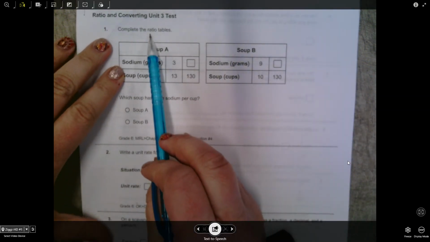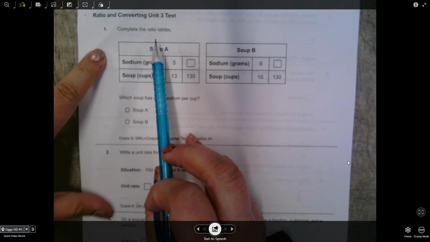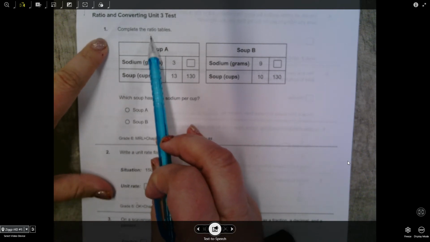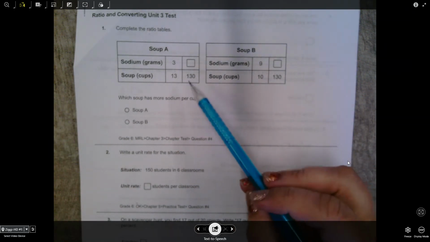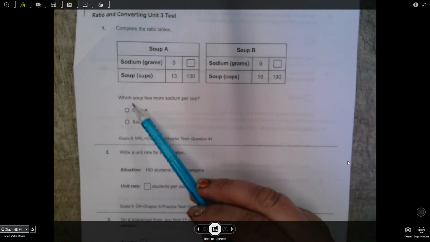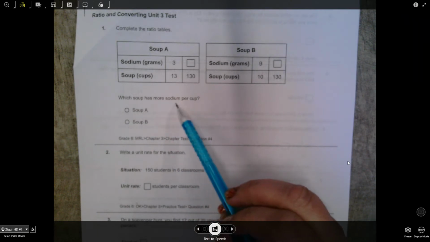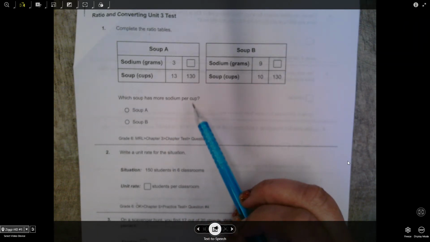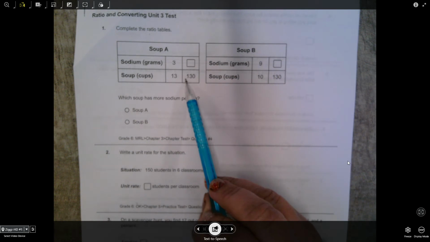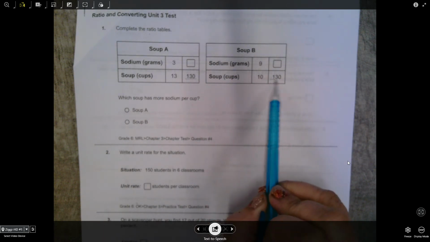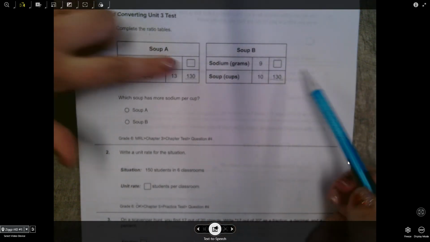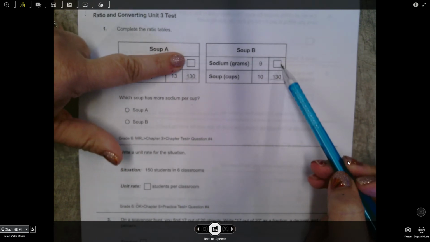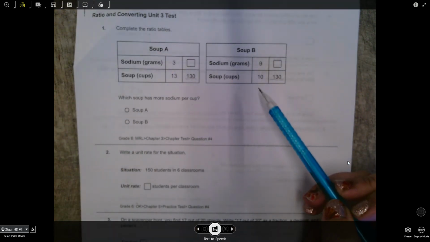We are going to do a ratio table. I know Miss Phipps is posting notes videos, and she's going to do a whole video on ratios, rates, and tables. The question is, which soup has more sodium per cup? So they've got 130 cups and 130 cups. If you compare these two numbers, you'll be able to find which one has more.